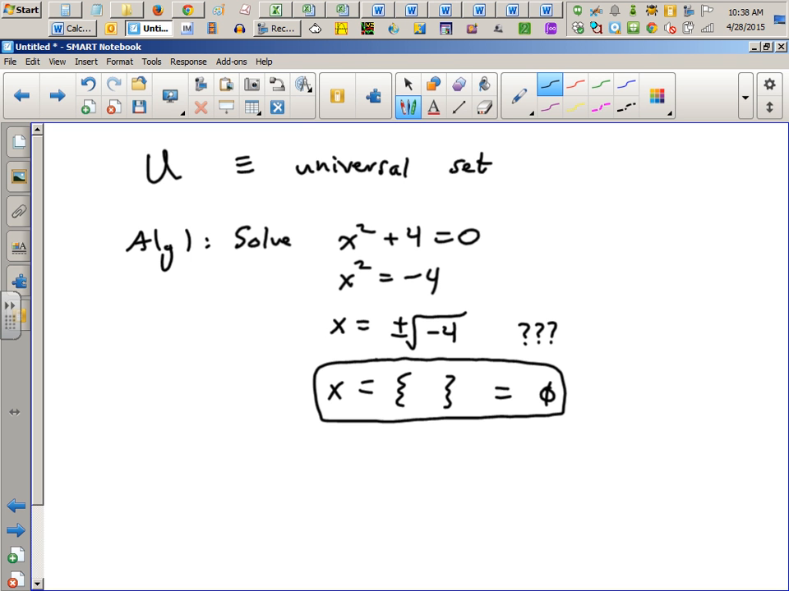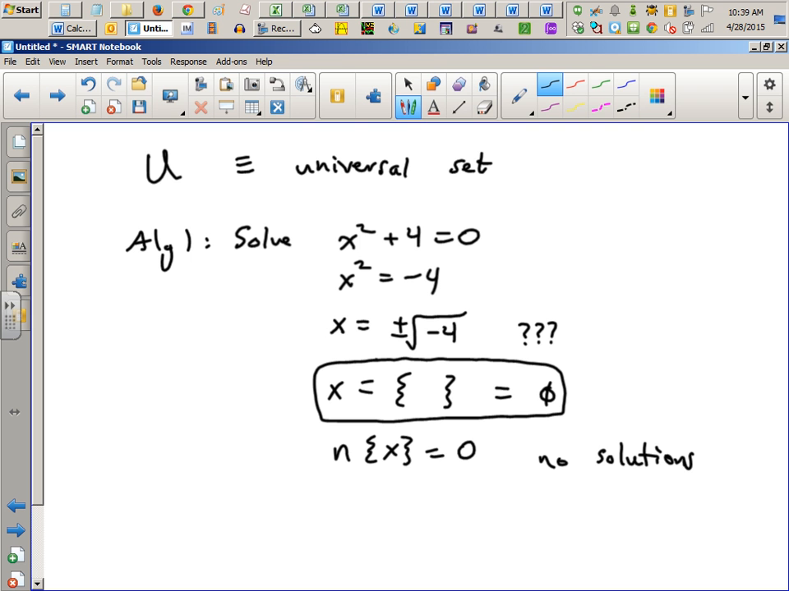When you said no solution, here's what you were saying: the number of answers in the set X is 0. No solutions. The number of elements in the set X is 0.